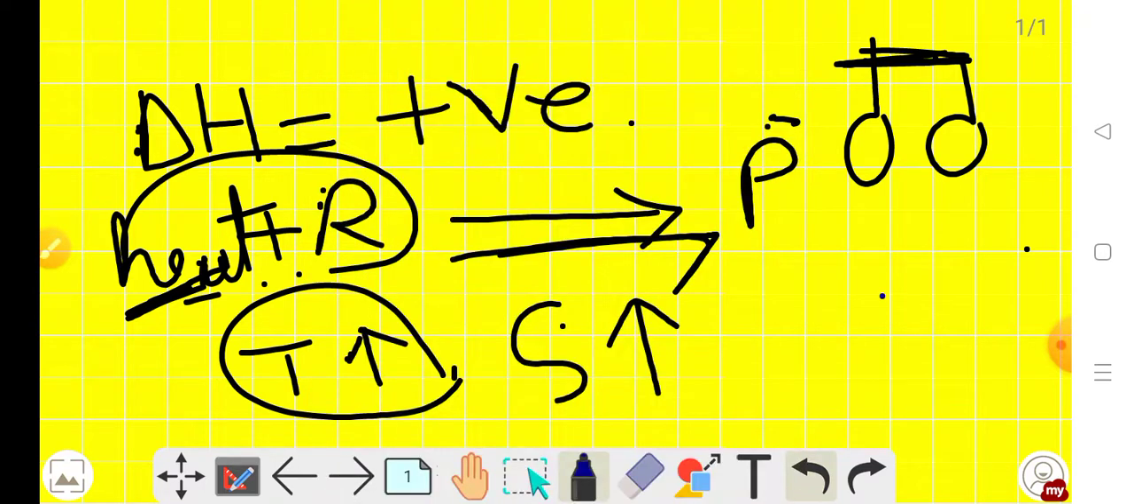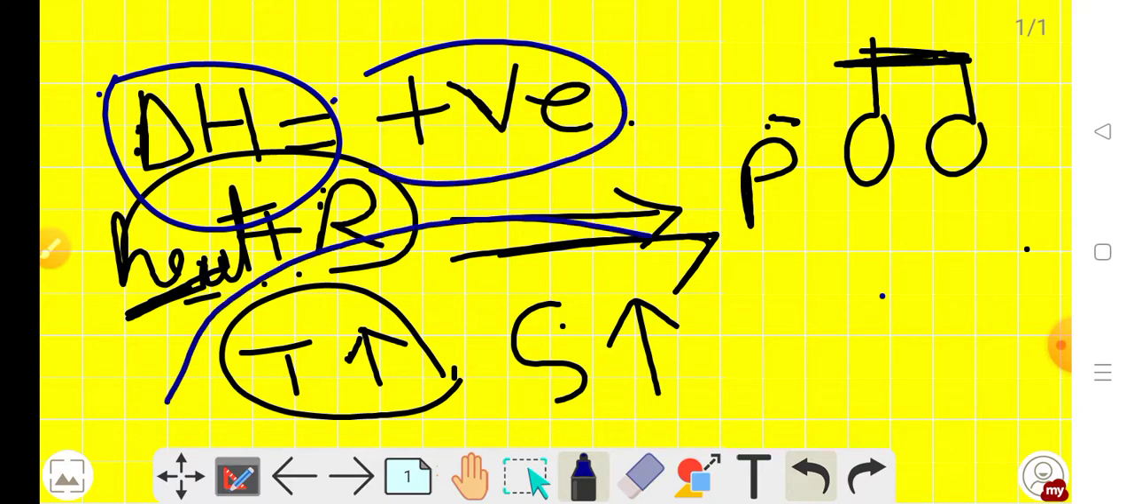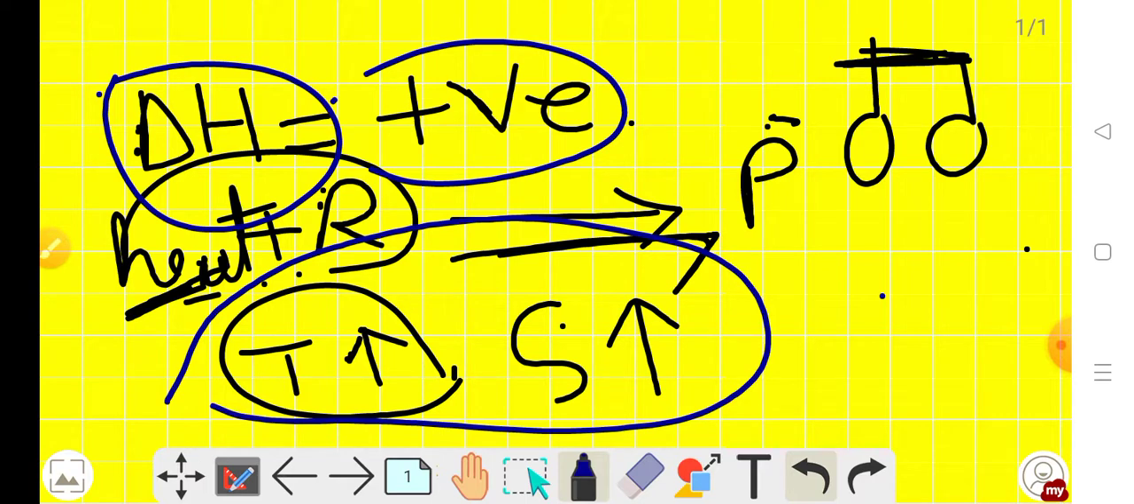So you remember these things. Okay, if the ΔH is positive, that means in case of an endothermic reaction, when we increase temperature, solubility is increased. You remember this thing.